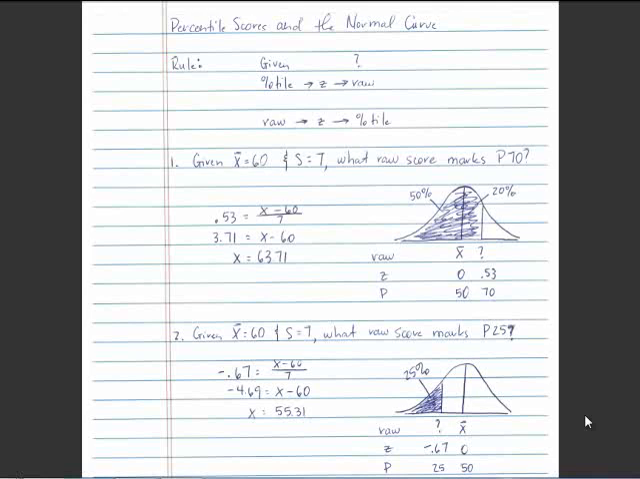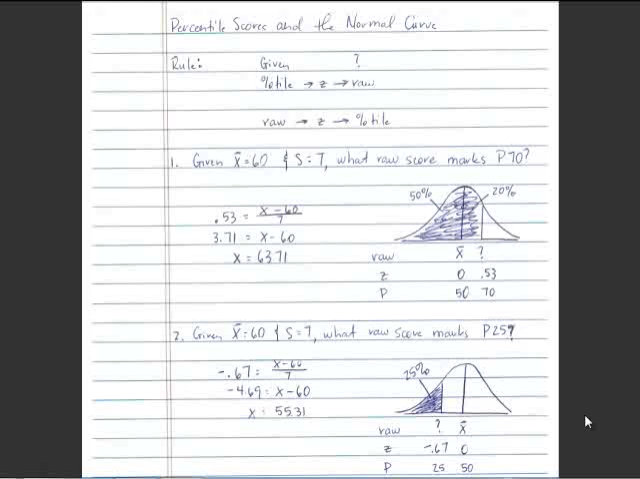All right, in this lesson we'll be talking about percentile scores and the normal curve. The percentile score for any given x can be determined using the normal curve. Likewise, the raw score for any percentile score can be determined. Now, I've written a rule there that you need to, I would say, memorize.